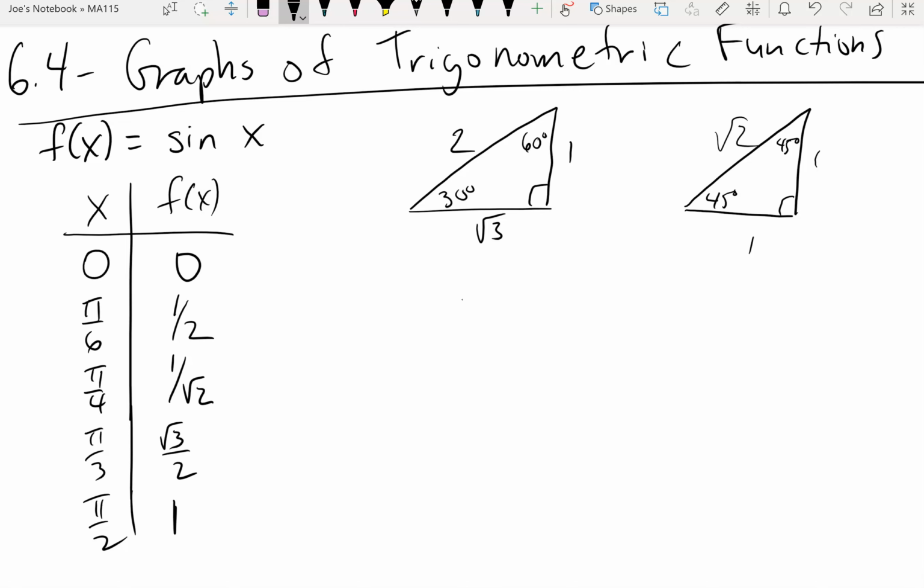So those are a couple of the angles we hadn't talked about. Sine of 0 is 0. Sine of 90 degrees, or sine of pi over 2, is 1. Wait, how do you visualize the pi over 2?